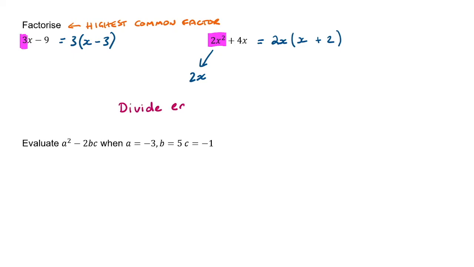Okay, so divide each term by the highest common factor. You might even see it called the greatest common factor. All right. Last example, we have smashed through these.